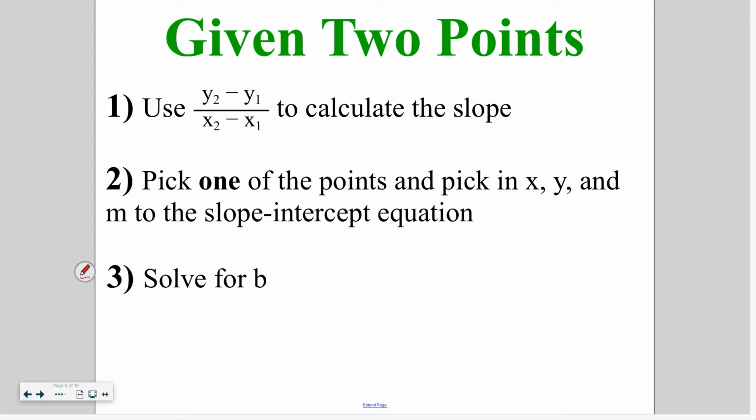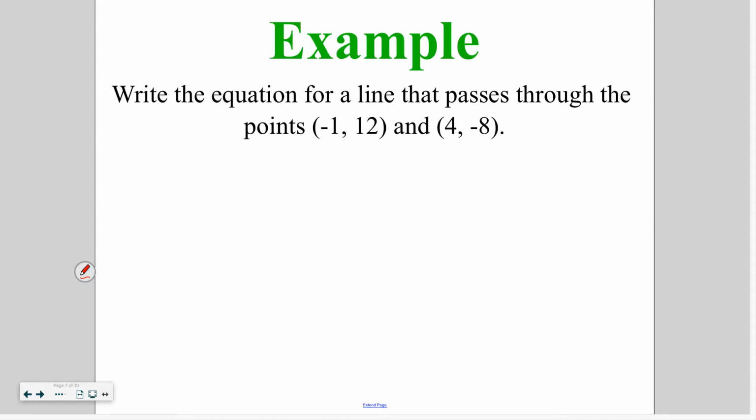Then you are going to pick one of the 2 points that you are given. It doesn't matter which one, you just have to pick one of them, and plug in x, y, and your slope. Again, solve for b, and then write out that final equation. So for example, we're writing the equation of a line that passes through the point -1, 12 and 4, -8. So our first job is to find that slope.